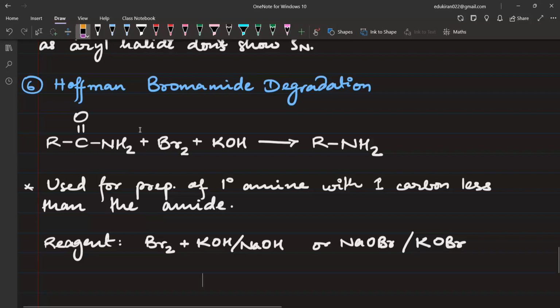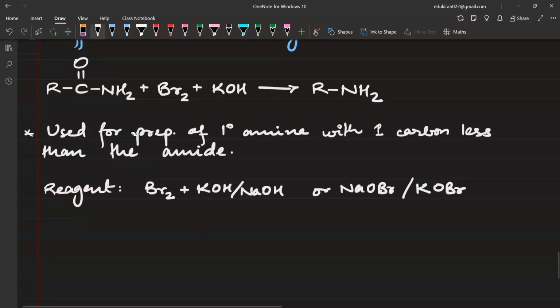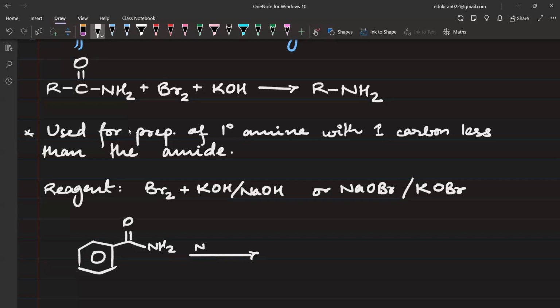Now we can also form aniline from here by using the benzene ring. It has the amide, C double bond O, NH2, with NaOBr, and we will get just NH2 like this. This is aniline. We copy this down.